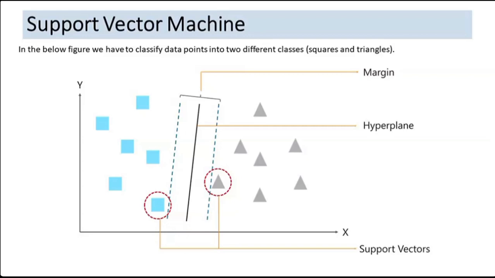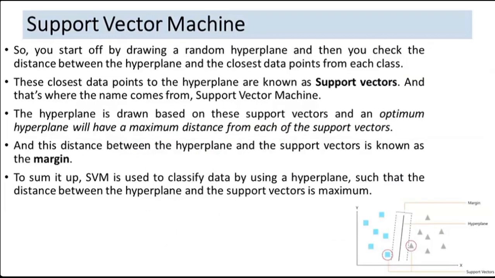For that, you want to classify. As shown in the picture, the margin and the hyperplane are shown, and there are two support vectors, one identifying the margin for the square and one identifying the margin for the triangle. You start off by drawing a random hyperplane. Then you check the distance between the hyperplane and the closest data point from each class. You try to identify the support vectors. The closest data points to the hyperplane are known as the support vectors.